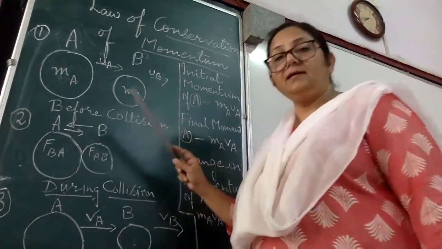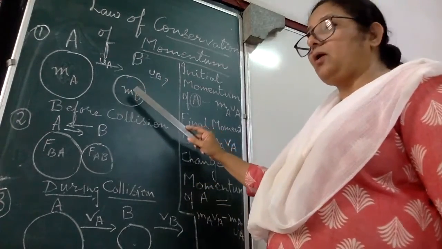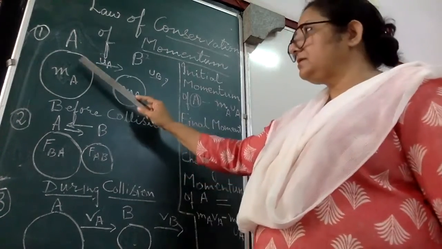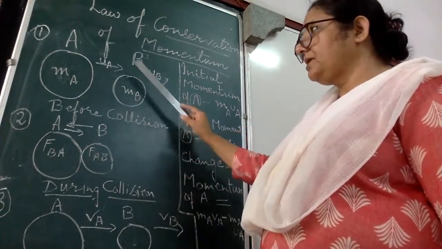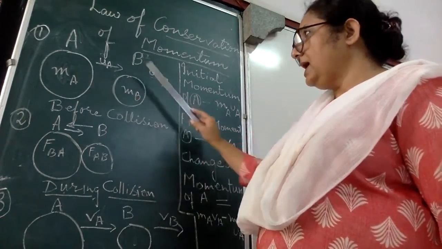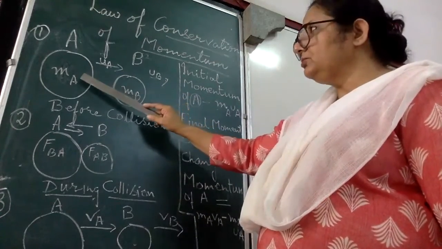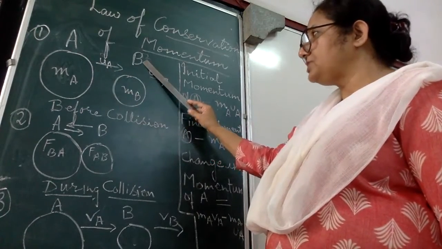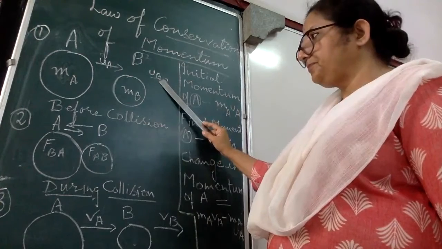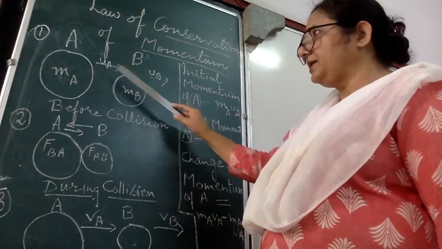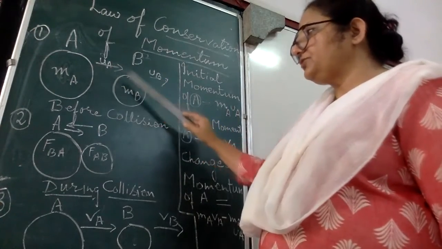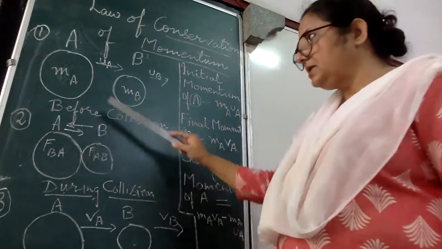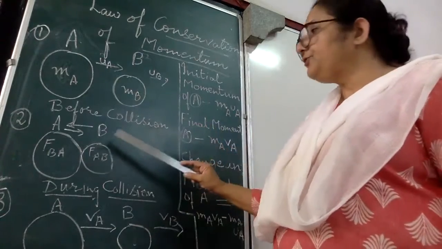Now let us understand this law with the help of a simple example. Let us consider two objects, A and B, having masses mA and mB. Let us assume that the initial velocity of A is uA and the initial velocity of object B is uB. This figure is showing the status of the objects before collision. Now let us assume that these two objects collided for time t seconds.